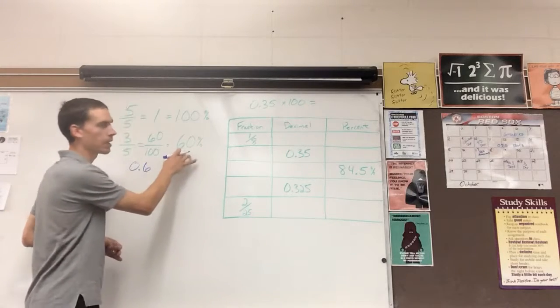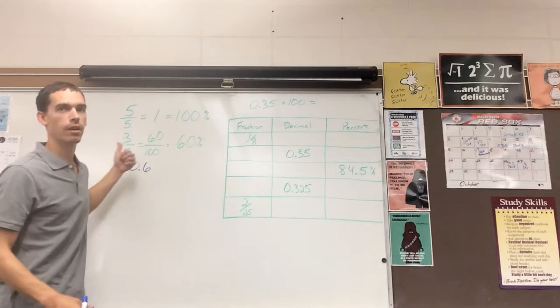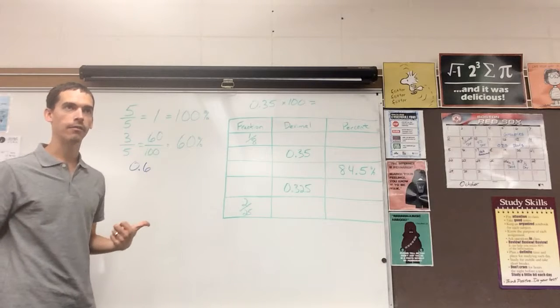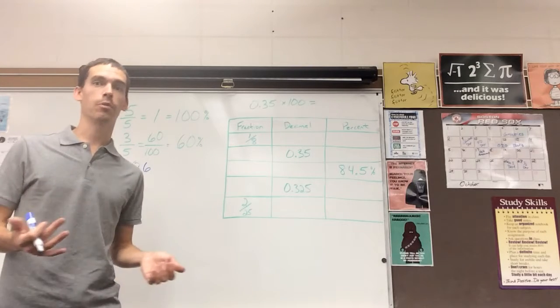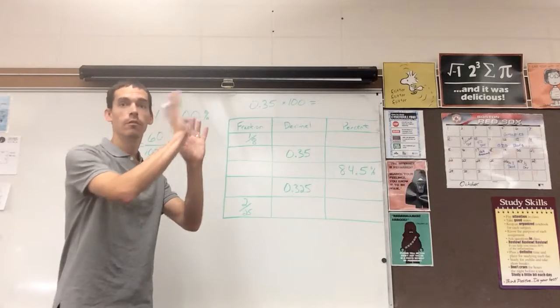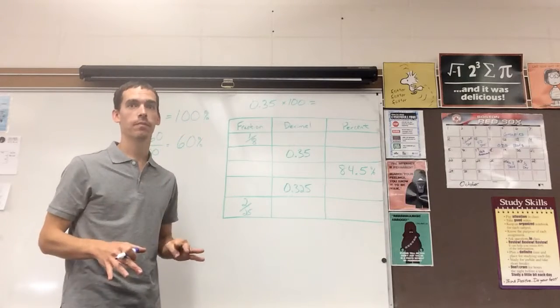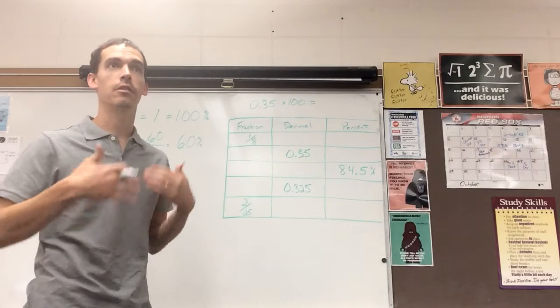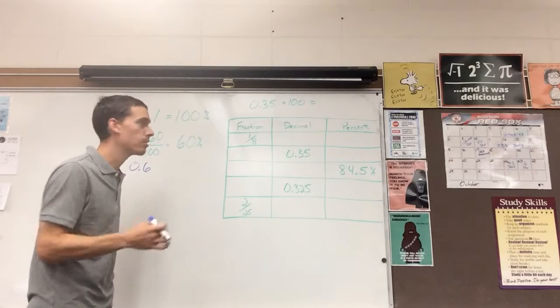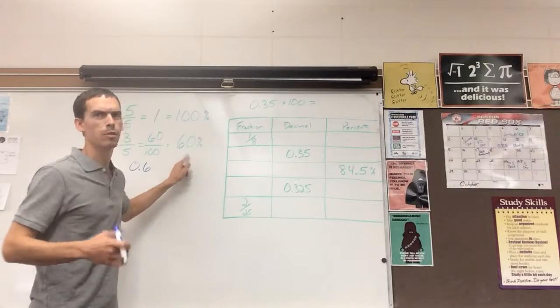Out of 100 we get to 60%, because 3 out of 5 is less than 5 out of 5, meaning our value is going to be less than 100%. Right? So if you shoot 5 baskets and you make 3 of them, you're not making 100% of your shots. You missed a couple, so it's going to be less than that 100%. Still, 60% is really good.